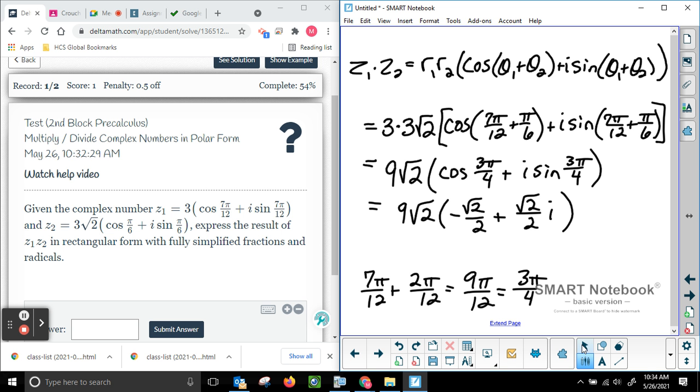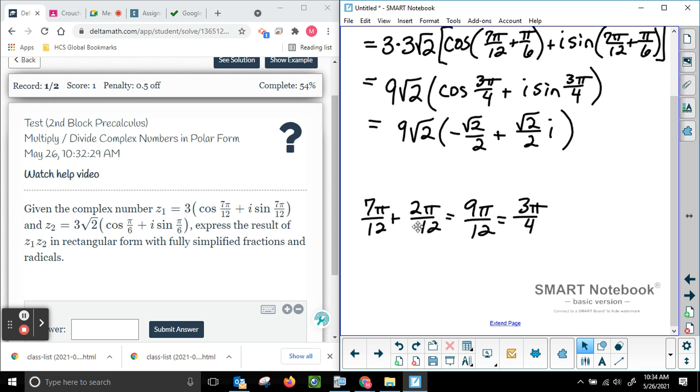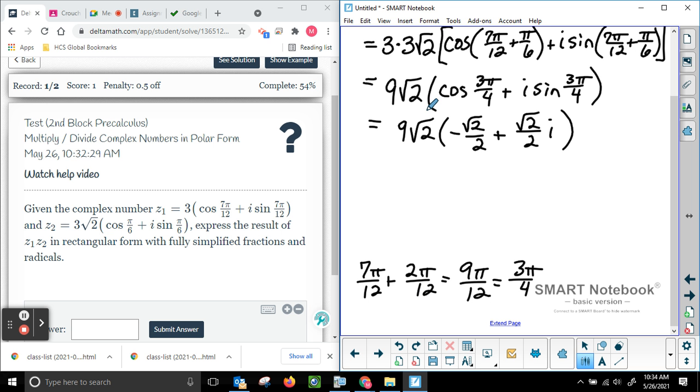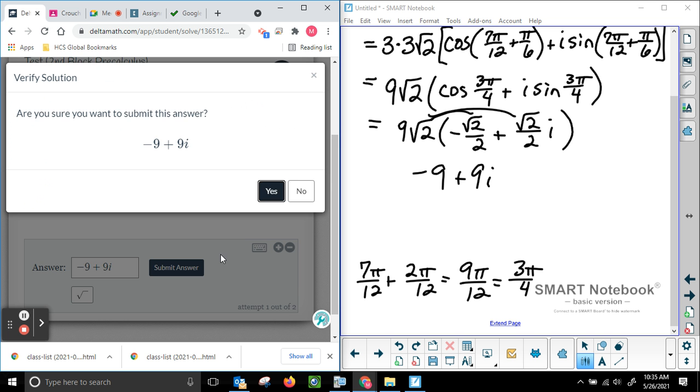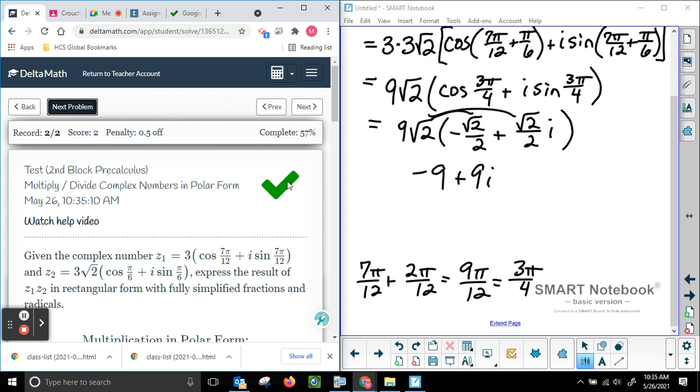If I go ahead and distribute here, the square root of 2 times the square root of 2 is going to be 2, and it's going to cancel with this 2. So this is just going to be negative 9. Same thing is going to happen here, so this is going to be plus 9i. So here we should get negative 9 plus 9i. And we're good.